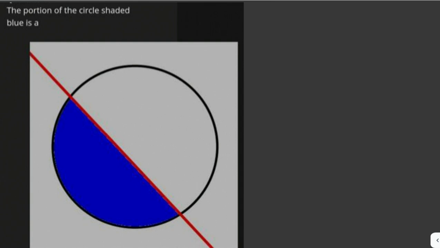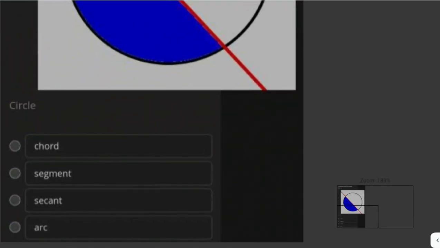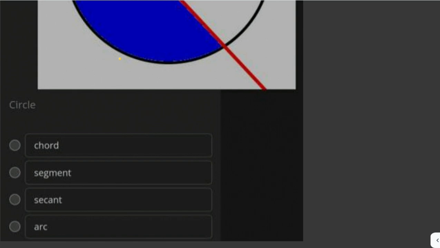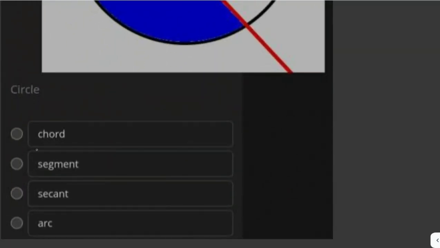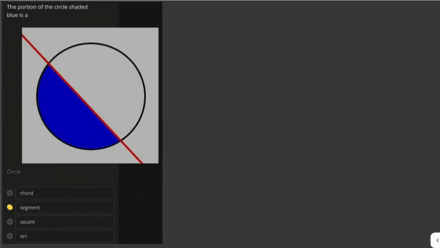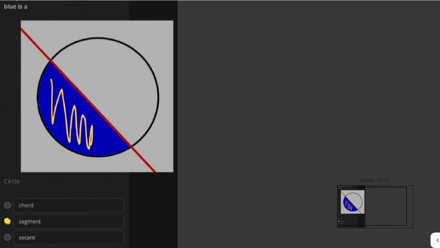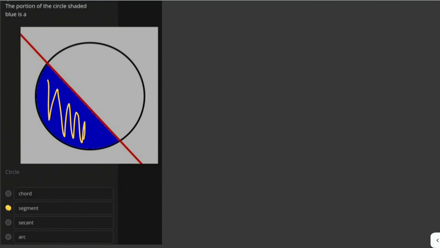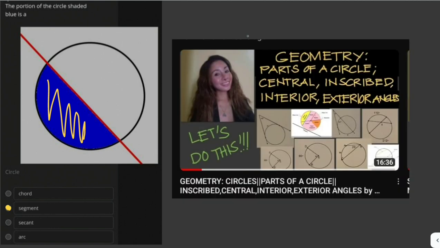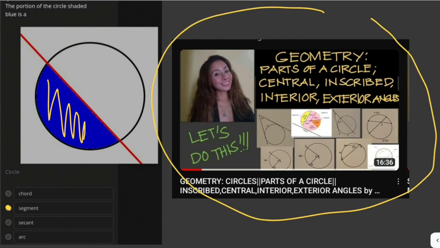The portion of the circle shaded blue is a blank: chord, segment, secant, arc. So the answer here is segment, this portion here. I've posted one video here under the geometry section where you can learn the different parts of the circle. So just try to look for it, this one here.